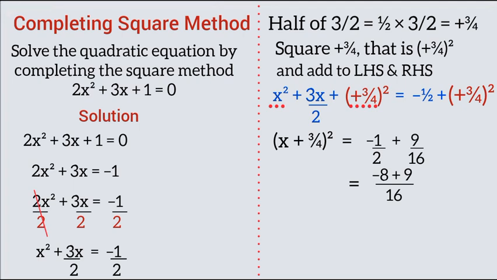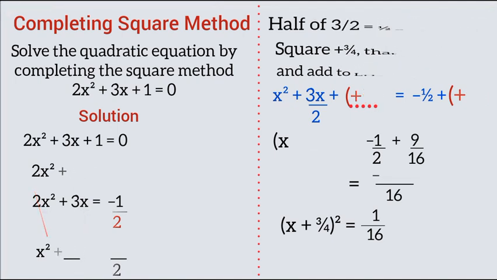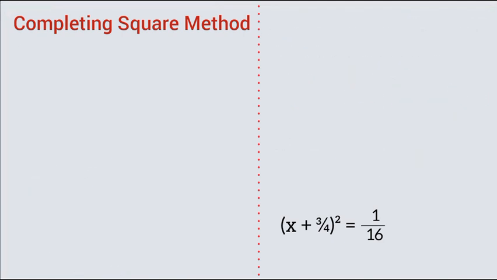So altogether, what our equation will now look like is, on the left hand side, x plus 3 over 4 in brackets raised to power 2 equal to, on the right hand side, 1 over 16. At this point, we are going to take square root of both sides of the equation. Remember, our aim is to get x. And so we must find a way to make x subject of the formula.